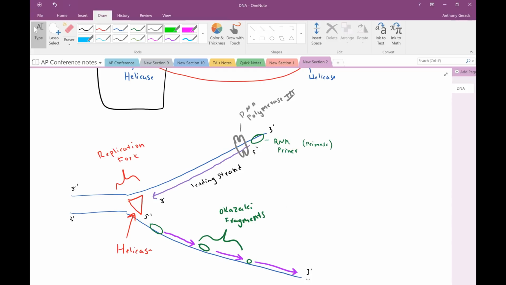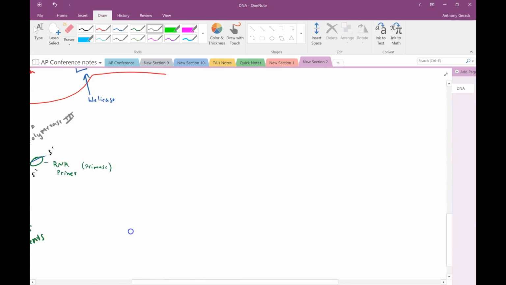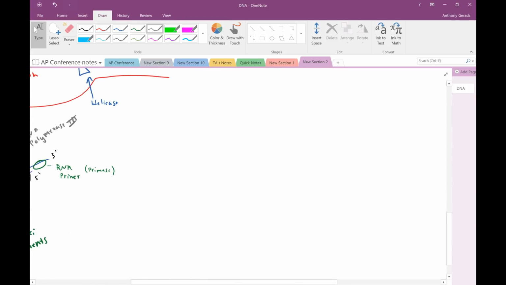And so there's one last thing that we got to talk about for DNA replication, or not DNA replication, but for DNA in general. I should have talked about it earlier. Transformation.